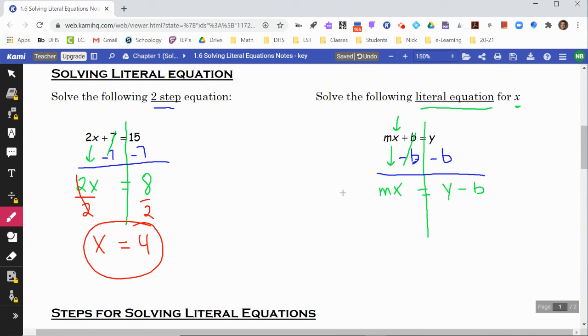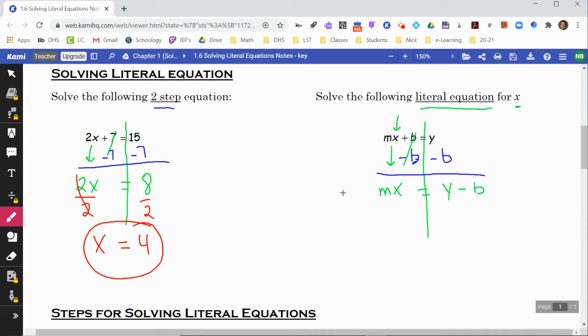So now look at my right equation. What do you think I should divide both sides by to get x all by itself? I'm hoping you said m. All right, again, if you didn't, that's okay, because we're going to learn this. We're going to do these together.